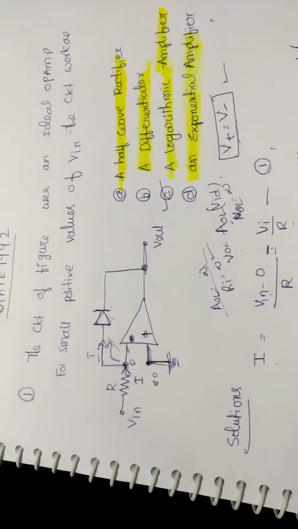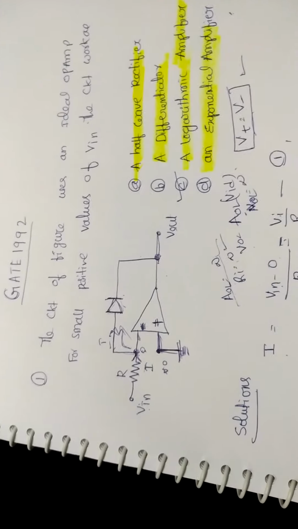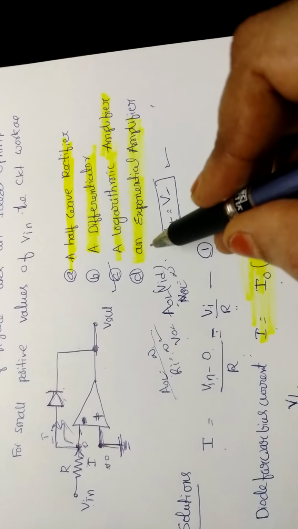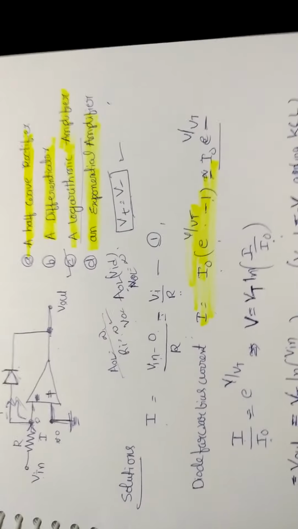But if you connect the same diode at the input, it gives an exponential, anti-log response, so it is used as an exponential amplifier. So whenever the diode is connected in the feedback loop, it works as a logarithmic amplifier. Okay. Thank you.